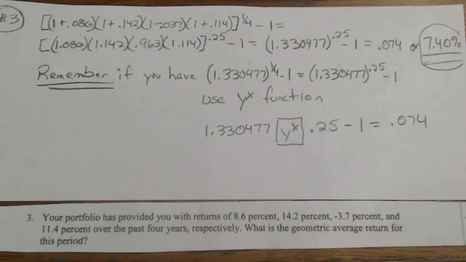Okay, this is page 68, problem number 3. Your portfolio has provided you with returns of 8.6%, 14.2%, negative 3.7%, and 11.4% over the past 4 years respectively. What is your geometric average return for this period?